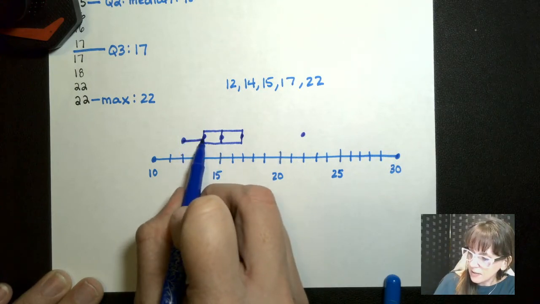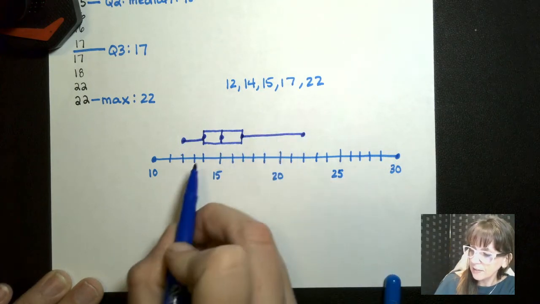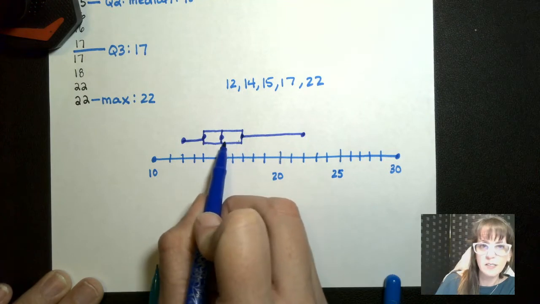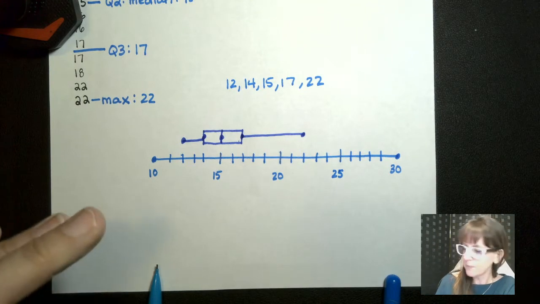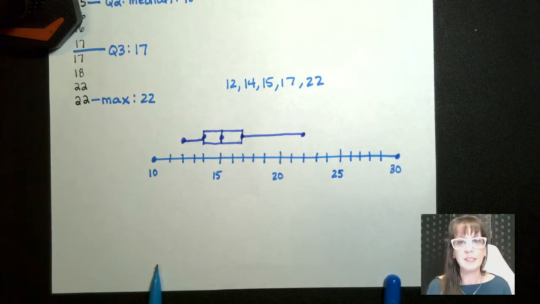And so you can see this is a pretty nice spread of data. Like between these quartiles, it's fairly even. The only difference is a big long whisker out here. So that's how you do a box and whisker plot.